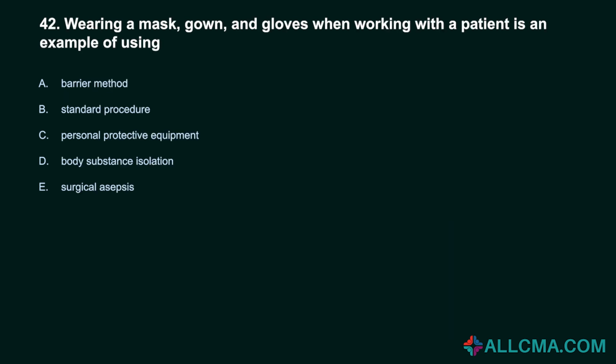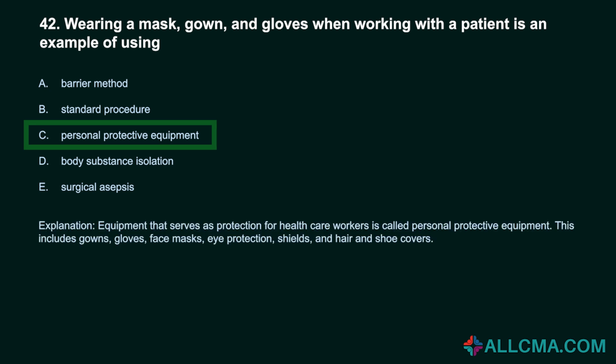Personal protective equipment, or PPE, are items such as gloves, masks, gowns, and eye protection, D. 42. Wearing a mask, gown, and gloves when working with a patient is an example of using: A. Barrier method. B. Standard procedure. C. Personal protective equipment. D. Body substance isolation. E. Surgical asepsis. Correct answer: C. Personal protective equipment. Equipment that serves as protection for healthcare workers is called personal protective equipment. This includes gowns, gloves, face masks, eye protection, shields, and hair and shoe covers.